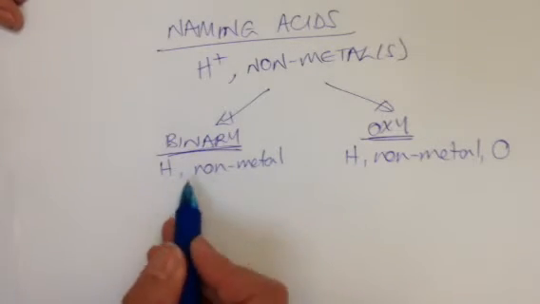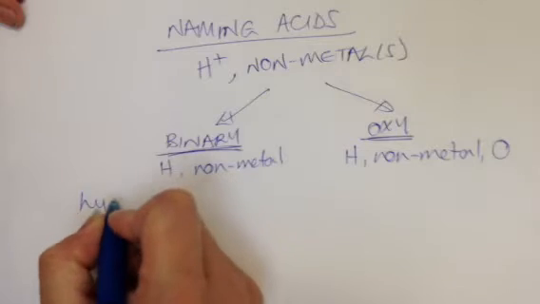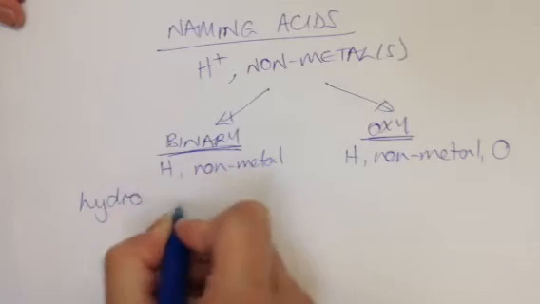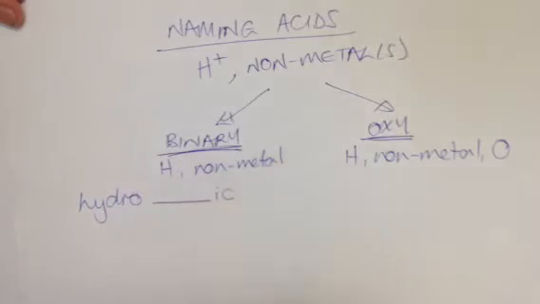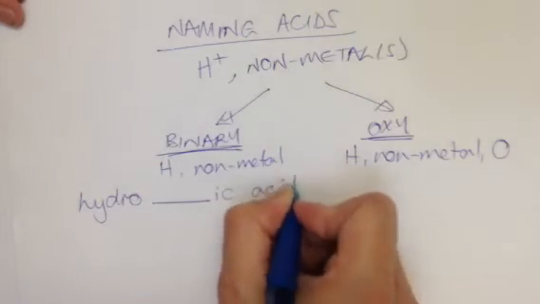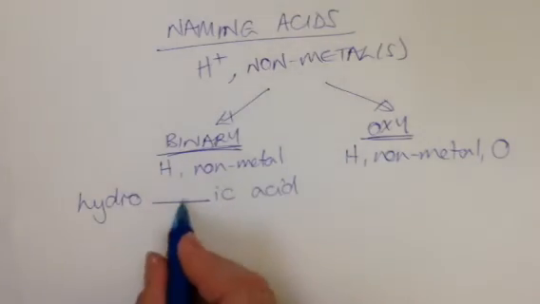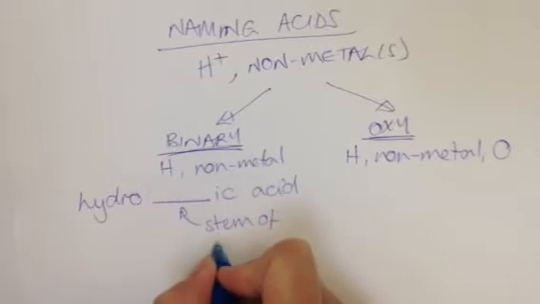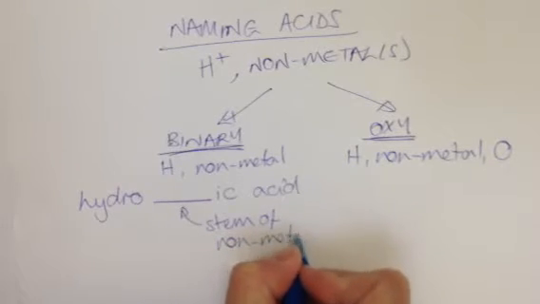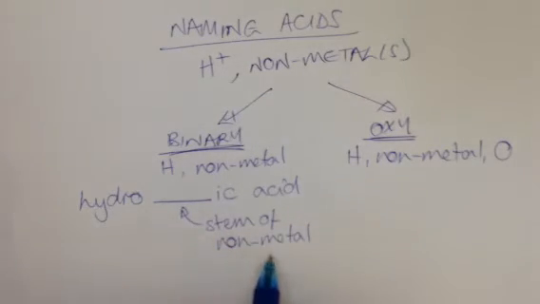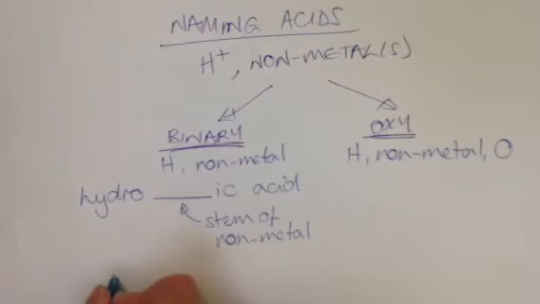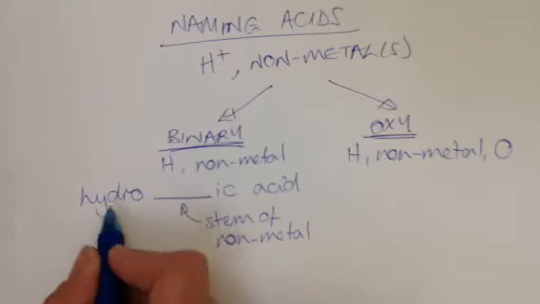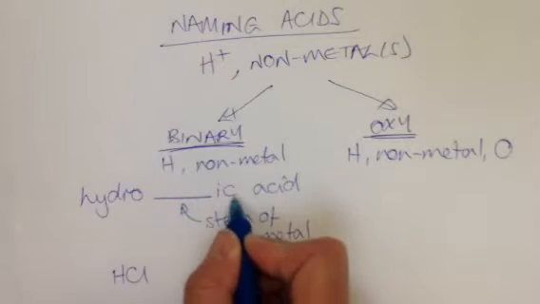If it is a binary acid, naming it is very easy. We just use the prefix hydro, then we fill in a blank, the suffix ic, and then we write the word acid. And the blank is the stem of the nonmetal. So the stem of the nonmetal name that's in the acid goes in this blank space here. So for example, HCl, the nonmetal is chlorine. The stem of chlorine is chlor, so it will be hydrochloric acid.